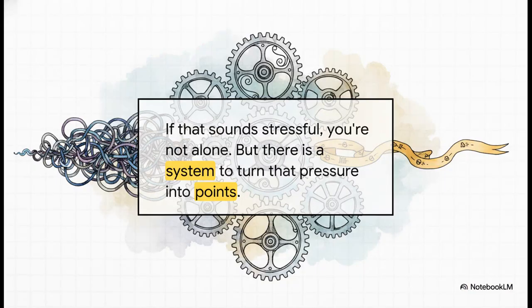Look, if that sounds stressful, that's because it is. But it's also totally manageable. This isn't about being the fastest reader in the room. It's about having a system, a reliable method that turns that feeling of panic into actual points on the board every single time. And that's what we're going to build right now.